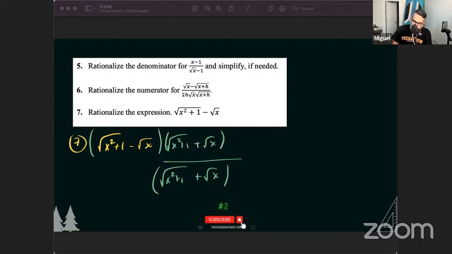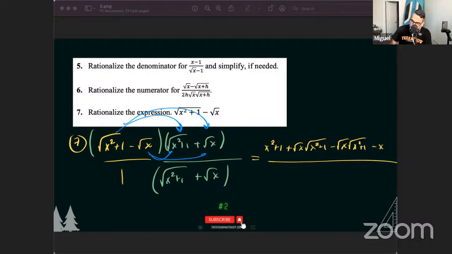Okay, so on the left side, there's no fraction there, so I'm just going to go ahead and recreate that. I'm going to put an over 1 so that I can have something to multiply that denominator by. Okay, back to our foiling. First, outer, inner, last. And this becomes x squared plus 1 plus root x squared plus 1 minus root x squared plus 1, and then minus x, all over this expression, root x squared plus 1 plus root x. Okay, cool. Looks like hopefully some things cancel out.